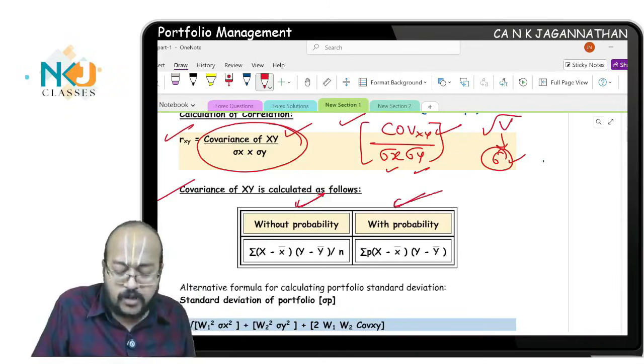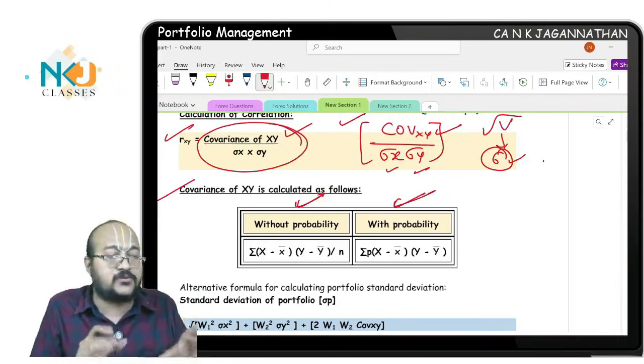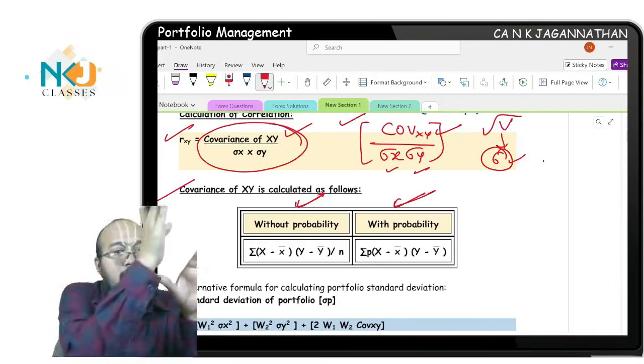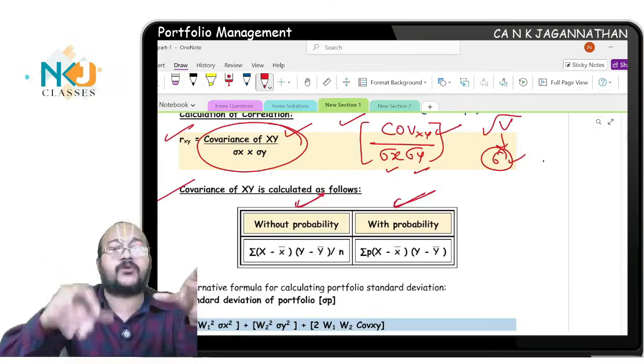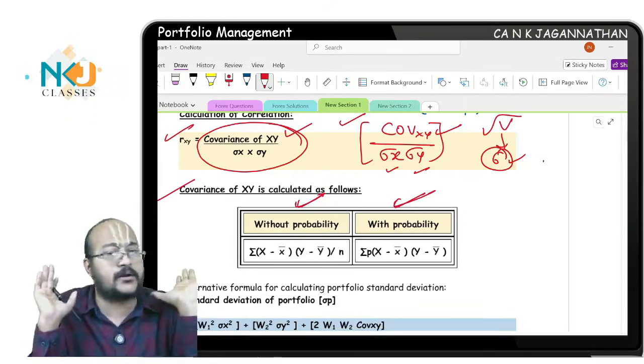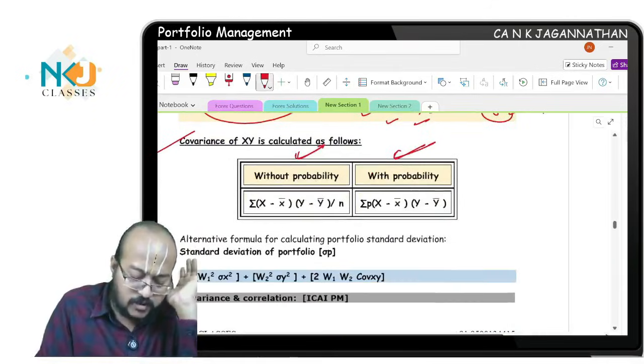Without probability, with probability, there are two different choices. Which means you can compute covariance under two scenarios: without probability, and with probability. When the question gives you probability, you compute covariance in a different manner. See what happens, very simple.